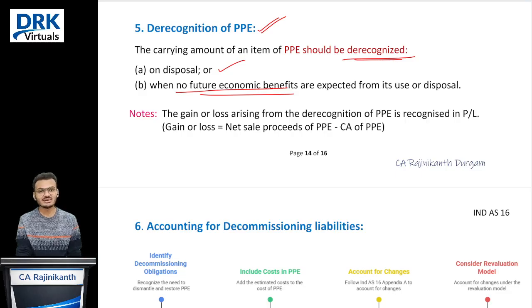So the resultant difference between the journal entry we can recognize in profit and loss account as a gain or loss. What is the journal entry, sir? Credit to property, plant, and equipment at carrying amount because we are de-recognizing. Debit: if you are able to sell that in the market, if you are able to get the sale proceeds, debit with bank account. That difference you can make it to profit and loss account. And that's what I'm saying.